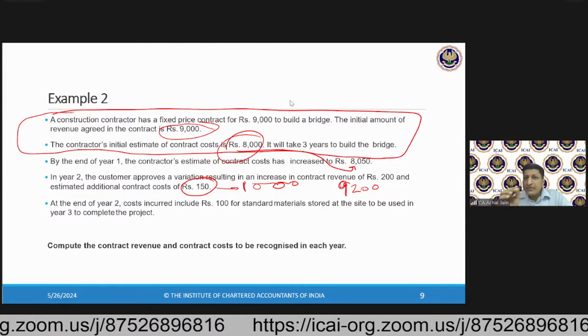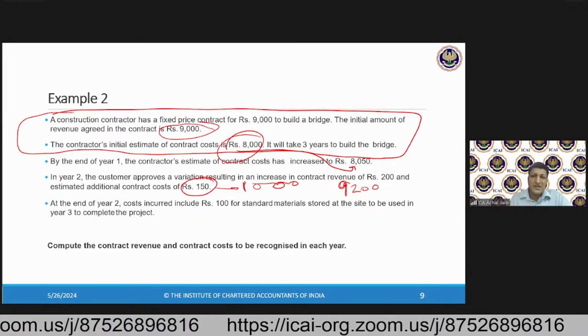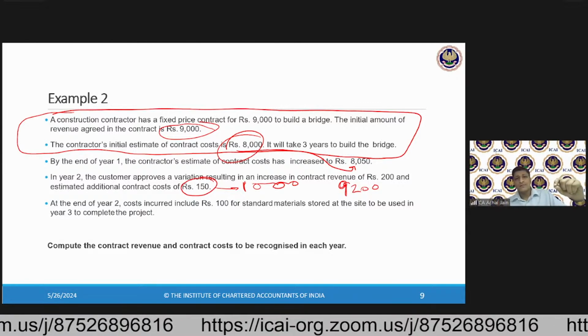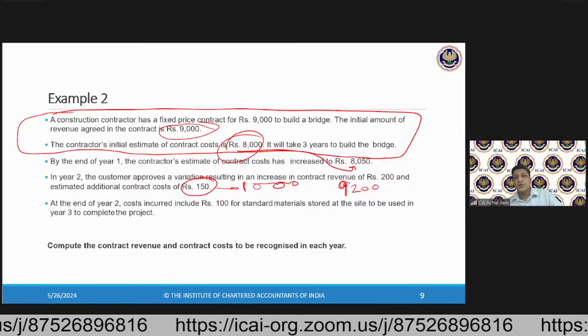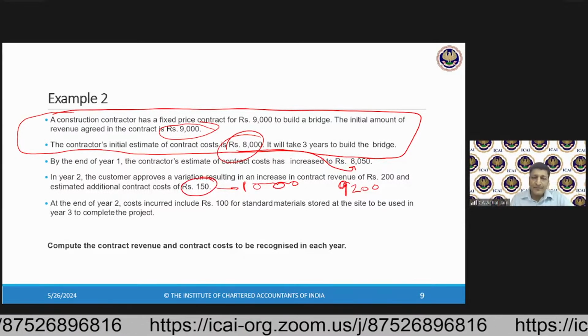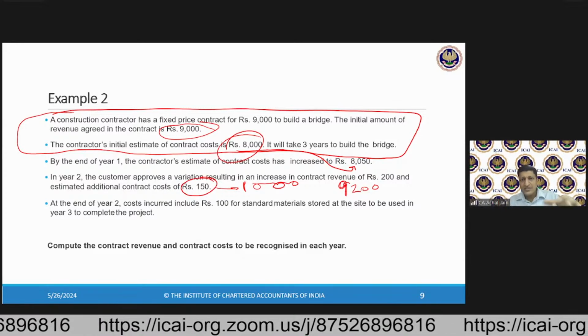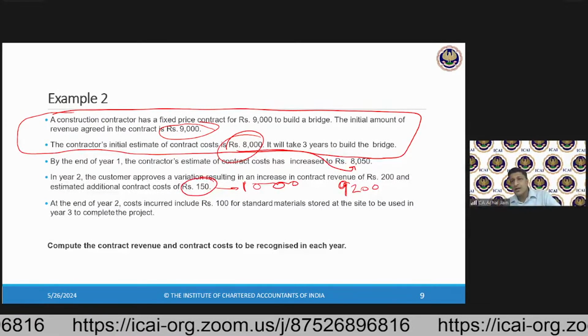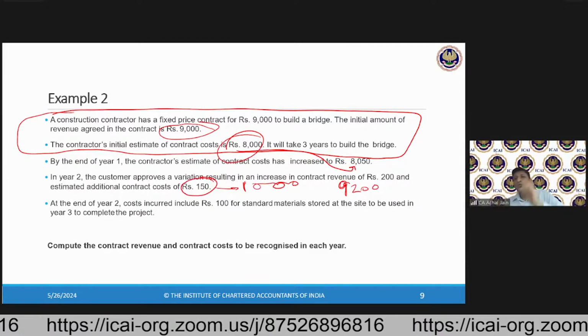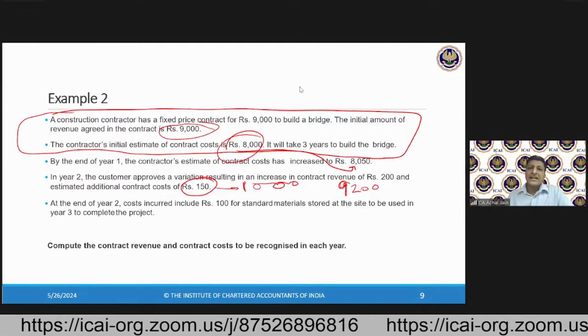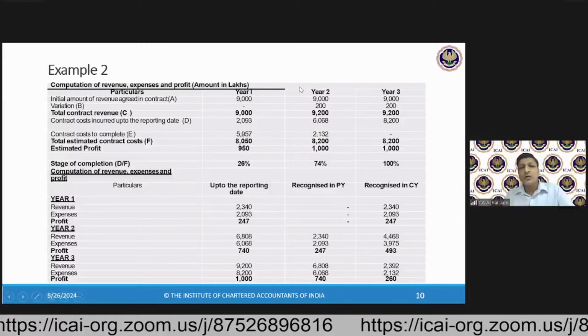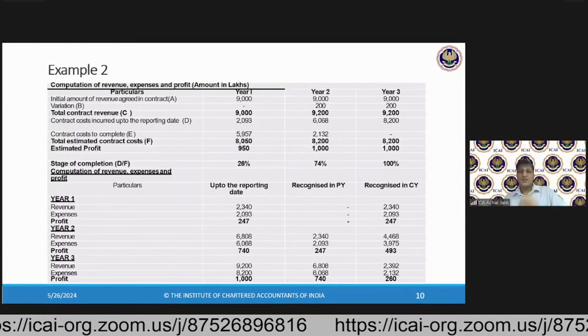Some of the information which the question doesn't specify is the actual cost. In year 1, what is the amount of actual cost? That is not specified here. In year 2, what is the amount of actual cost? That is not specified here. So that part of the information is not available. That's why I'll take you to the solution, because that information has been included directly over there. So let's begin.